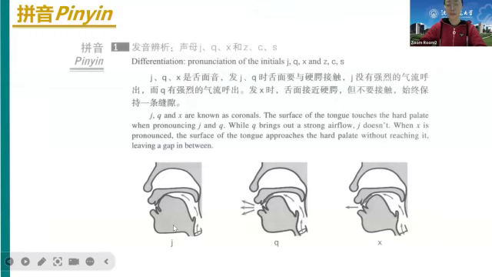Okay? Ji, the first one. Second one, qi, the air flows out of our mouths. And the third one, xi. Okay? So now listen to me carefully. I will read one of the three initials and please tell me which one I have read. Okay? Listen to me carefully.